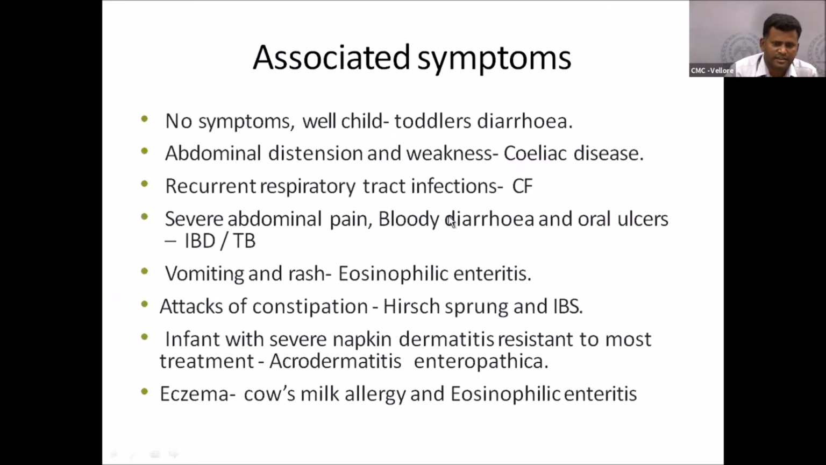And recurrent respiratory tract infection again gives us clues towards cystic fibrosis. And severe abdominal pain, bloody diarrhea, and oral ulcers, then we should think of inflammatory bowel disease, and TB also, intestinal TB. And also vomiting with rash and allergic episodes, then we should think of eosinophilic enteritis. And with severe napkin dermatitis, then we should think of acrodermatitis enteropathica also. And when they are associated with allergic dermatitis, then we should think of cow's milk allergy and eosinophilic enteritis also.